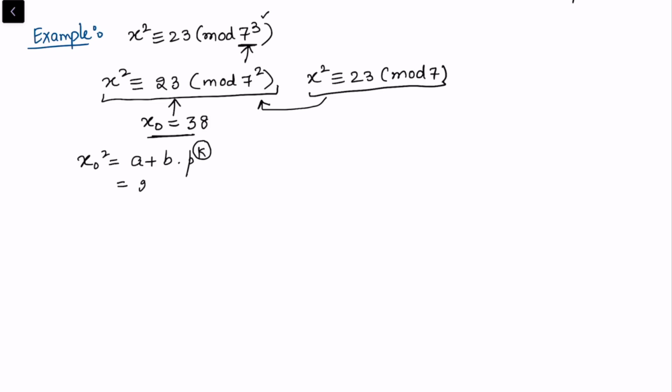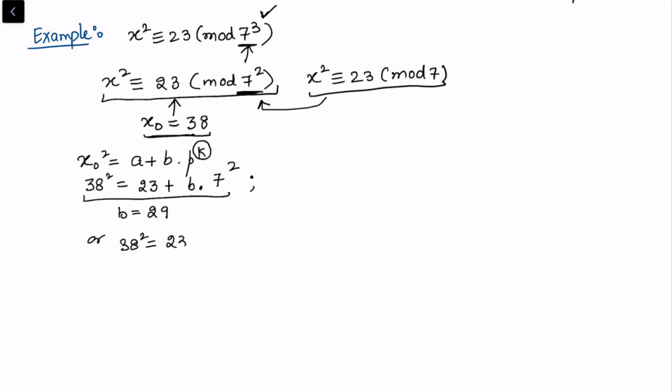What is a here? This is 23 plus b, which we need to find, times p square, that is 7 square, because to find the solution modulo 7 cube I started with the solution of 7 square, which I already found, that is x naught equal to 38. So this value is 38 square, and solving this equation we find the value for b. So b is equal to 29, or I may say 38 square is the same as 23 plus 29 into 7 square. This equation holds. So we now know the value for b.